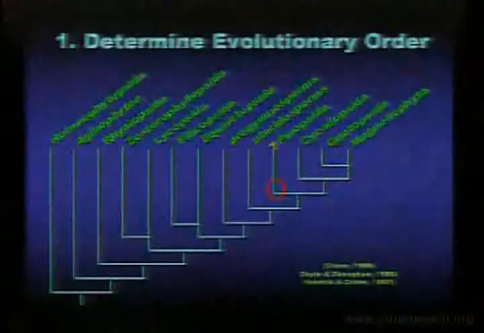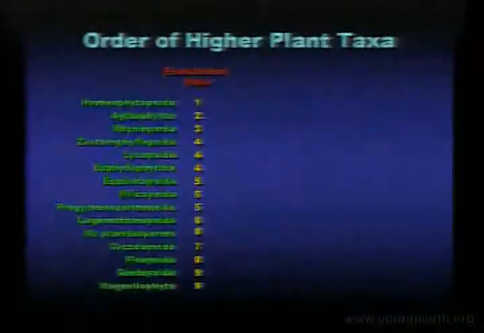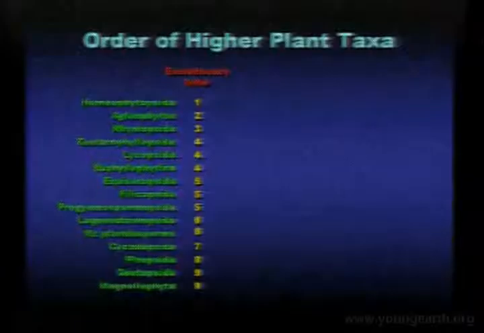For example, the very first branch down there at the bottom is going to be the first thing you would predict. So the Horneophytopsida should be the first thing you expect in evolutionary theory. Then Aglaophyton, and then Rhiniopsida, and Zosterophyllopsida, and so on. This is how you build the ranking of these things. So now we have a list of the plant groups and a rank order for them.